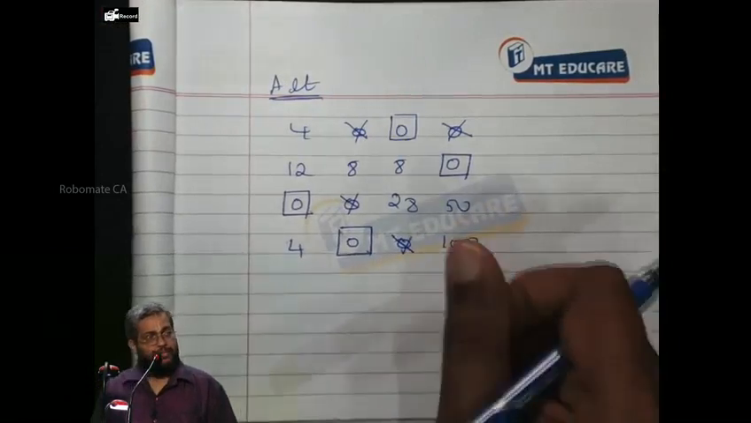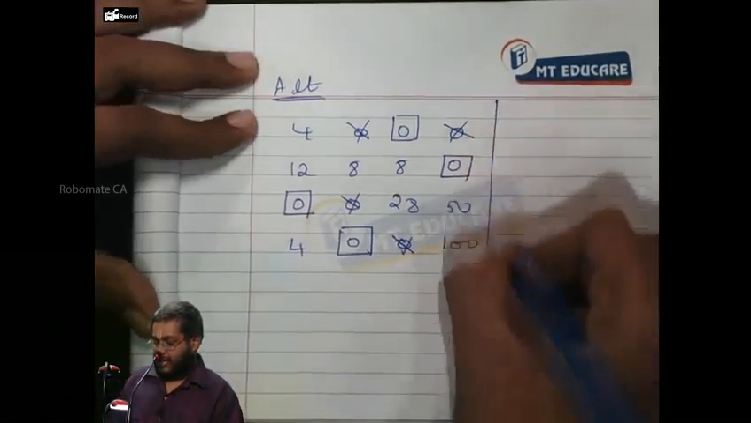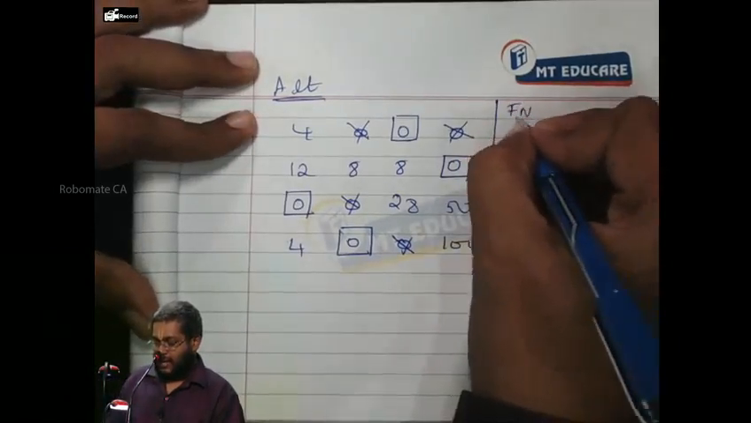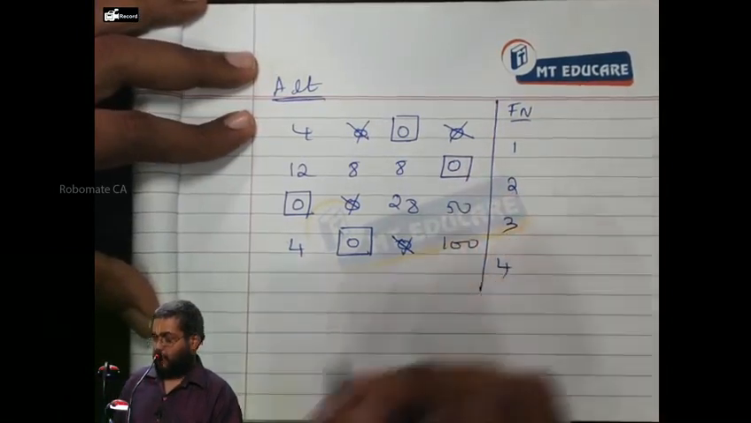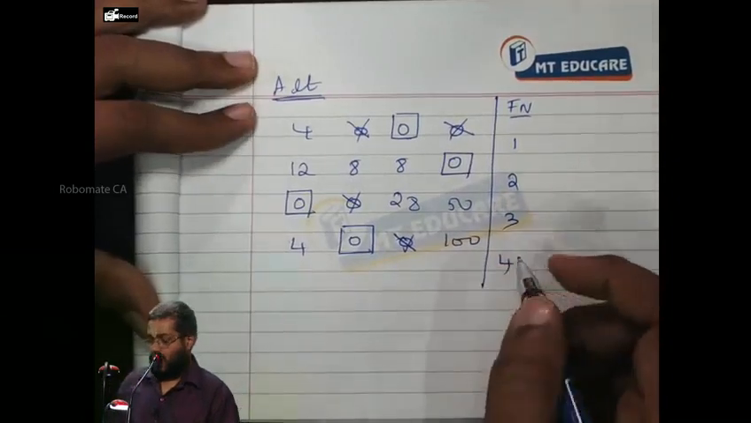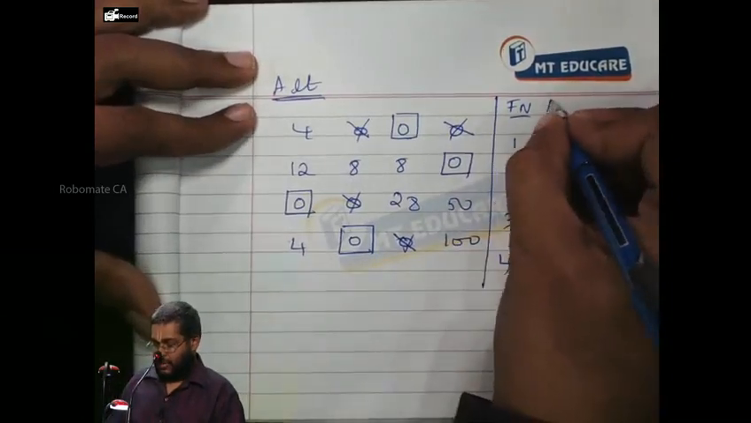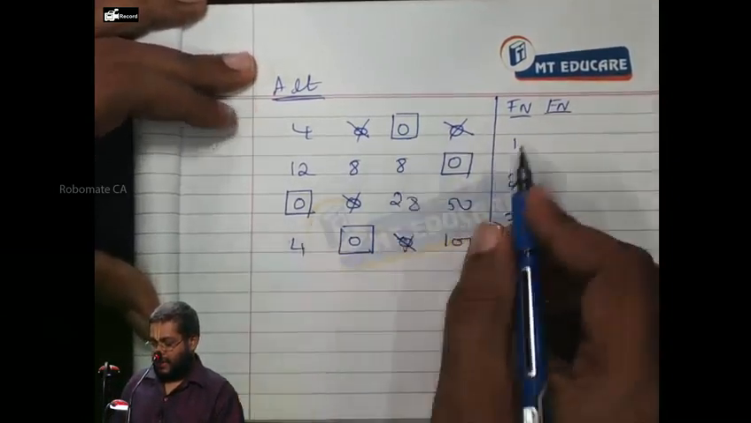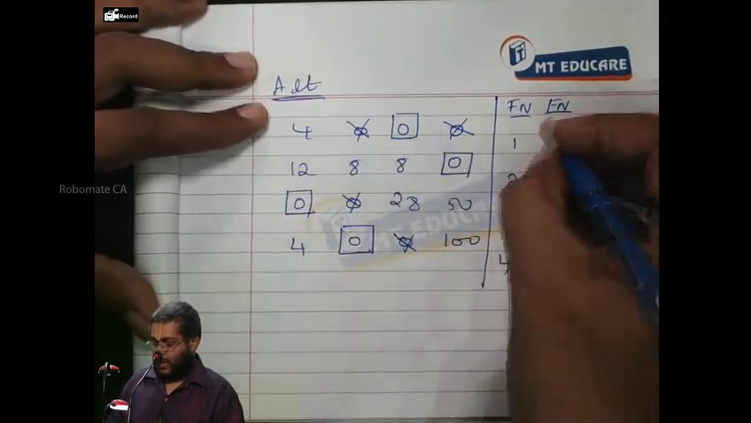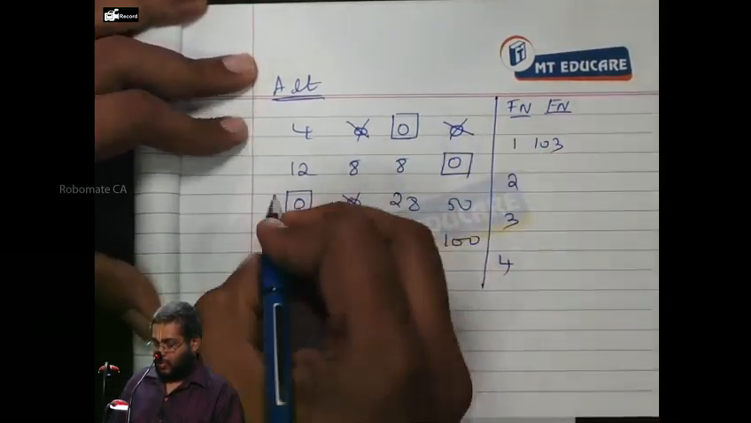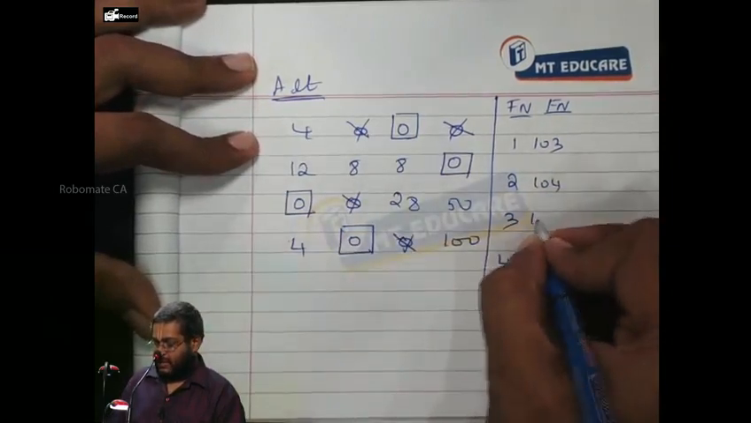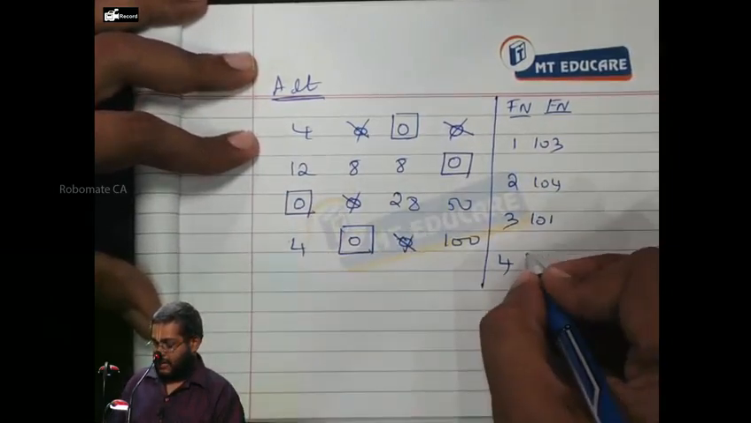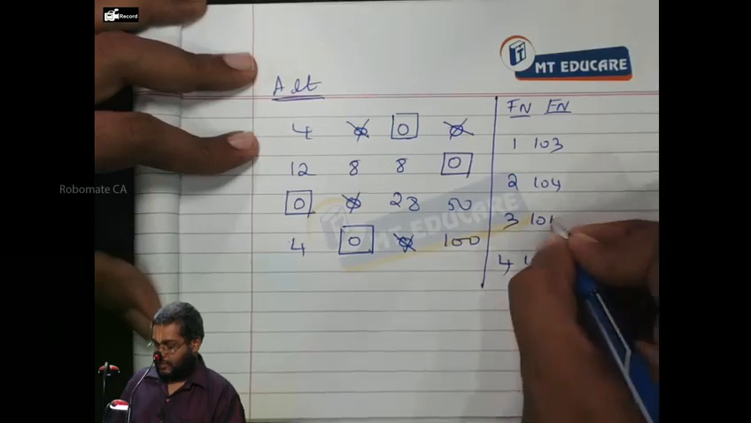Okay. Shall I proceed further? Now we should write the final solution. Flight number 1, 2, 3, 4. I want the paired flight number. 1 is paired with what? 103. 2 is paired with 104. 3 is paired with 101. 4 is paired with 102.